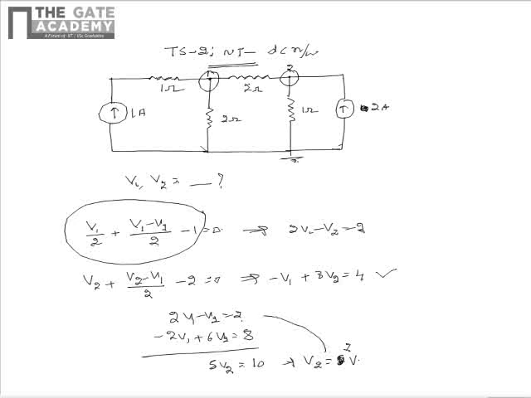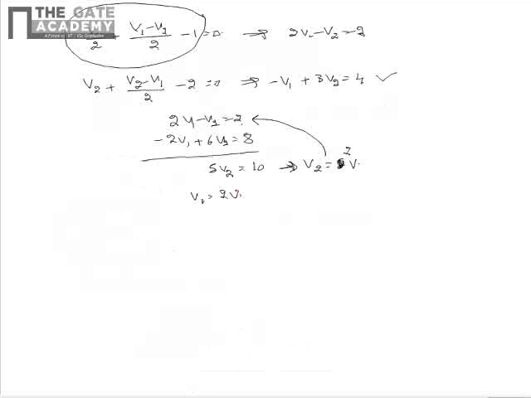So upon substituting V2 equal to 2 volts in the first equation, we see that V1 can be written as 2 volts. From this we see that the potentials at the node 1 and 2 are V1 is equal to 2 volts and V2 is equal to 2 volts. Hence, the correct option representing the node voltages is A.